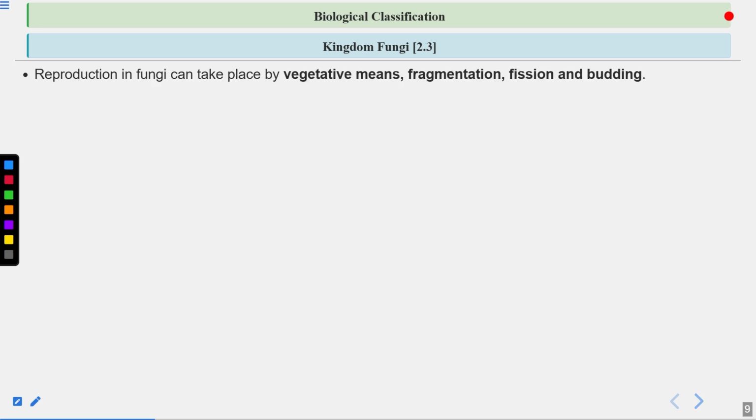Let's talk about reproduction. Reproduction can take place by vegetative means: fragmentation, fission and budding. In fragmentation, a fragment of hypha can give rise to a new hypha or new fungus. In fission, remember, it occurs in yeast. Budding also in yeast. In fission, one cell divides into two. In budding, a bud is formed from the parent cell. This bud increases in size and develops into a new individual after detaching from the parent body.